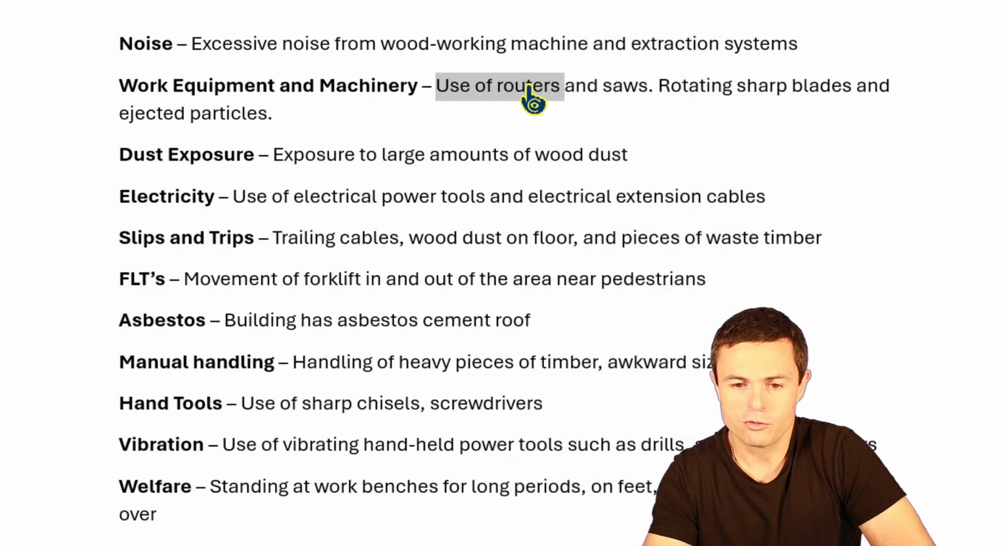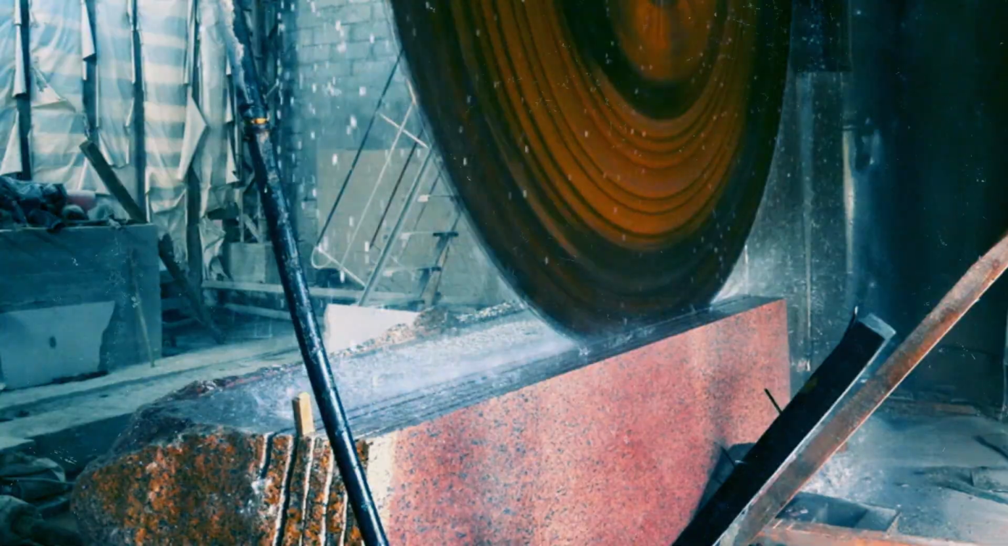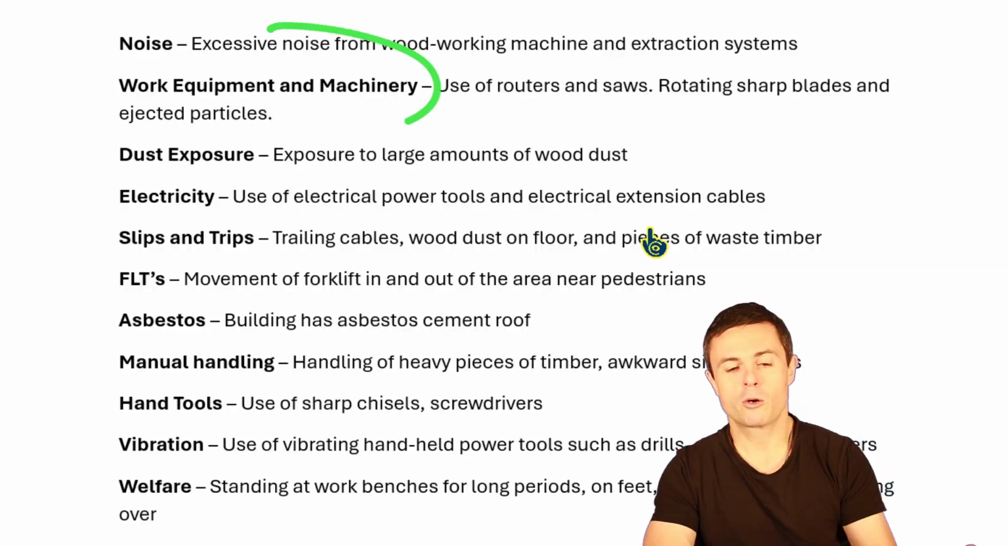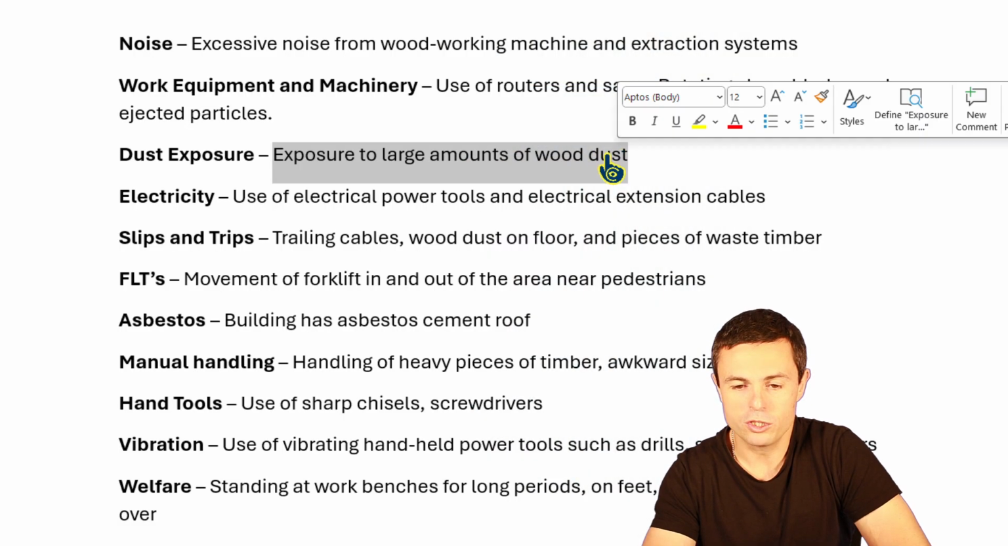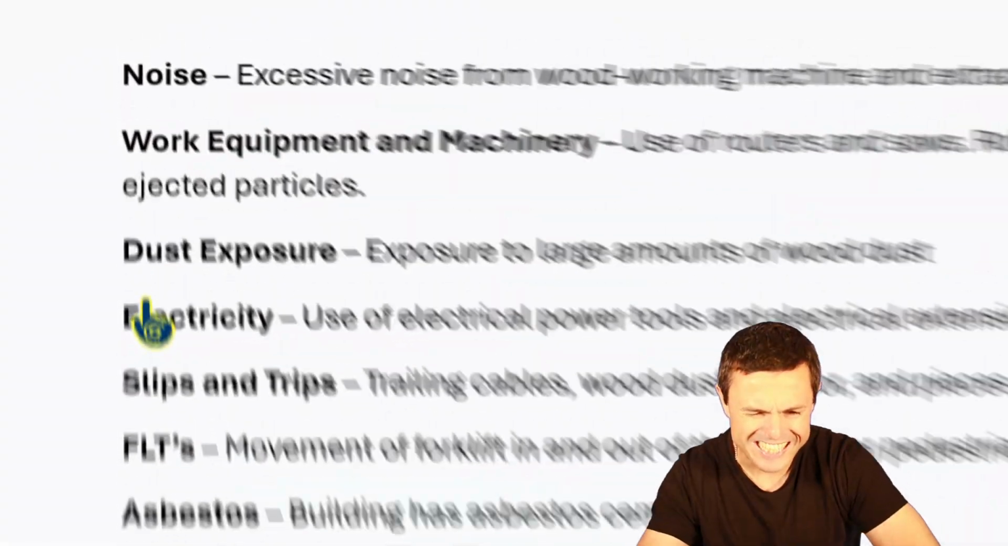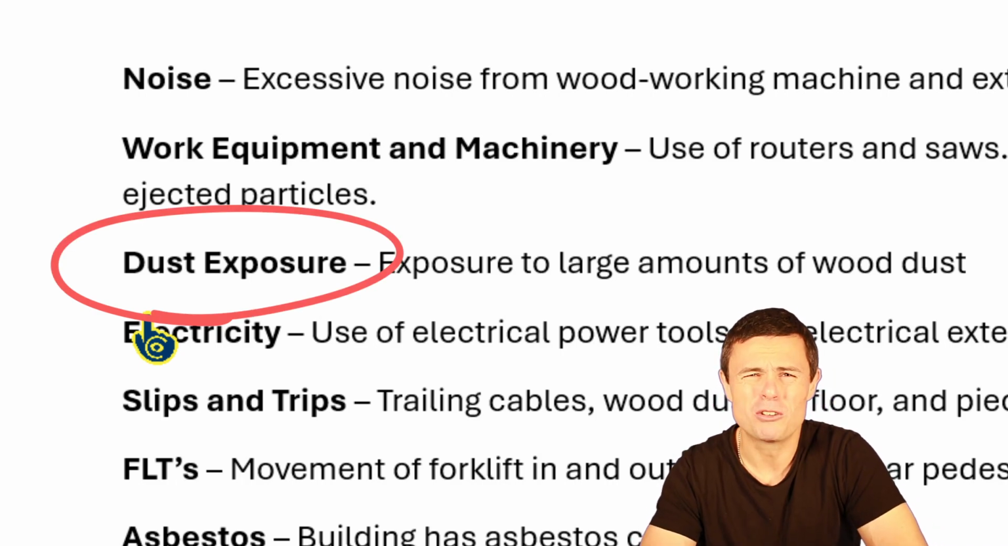Then we've got use of routers, saws, sharp blades, ejected particles. Great, that goes in work equipment and machinery. And then we've got exposure to large amounts of wood dust. And that goes in, what is that? Dust exposure? Dust exposure is not a hazard category. That's an instant fail, that is.